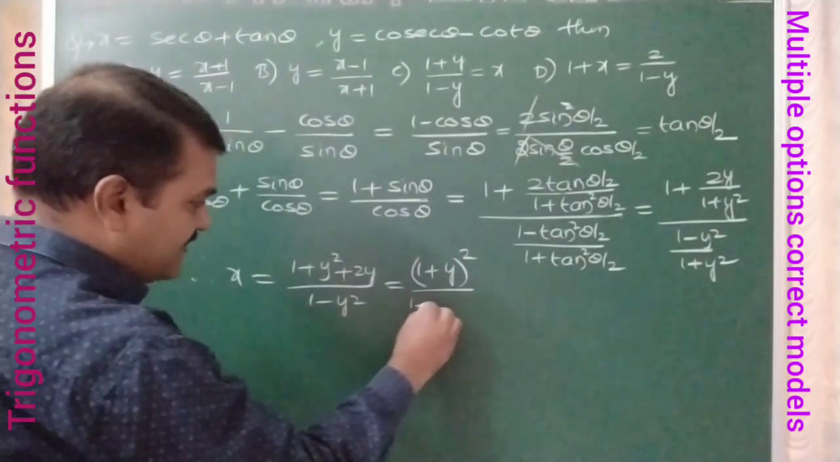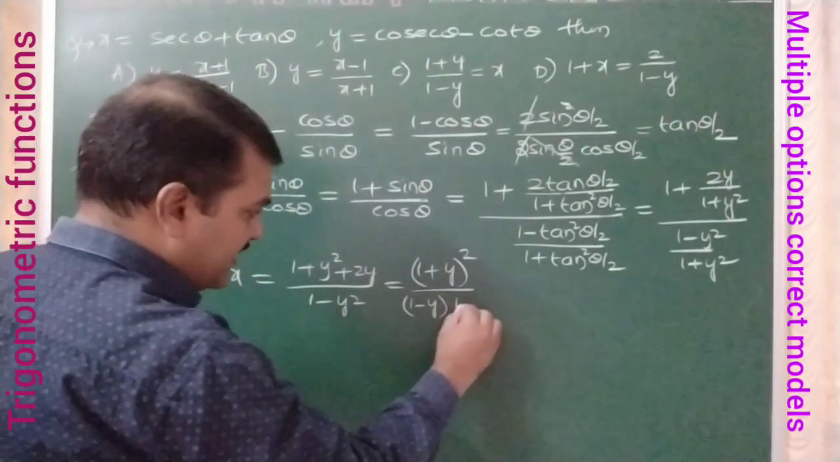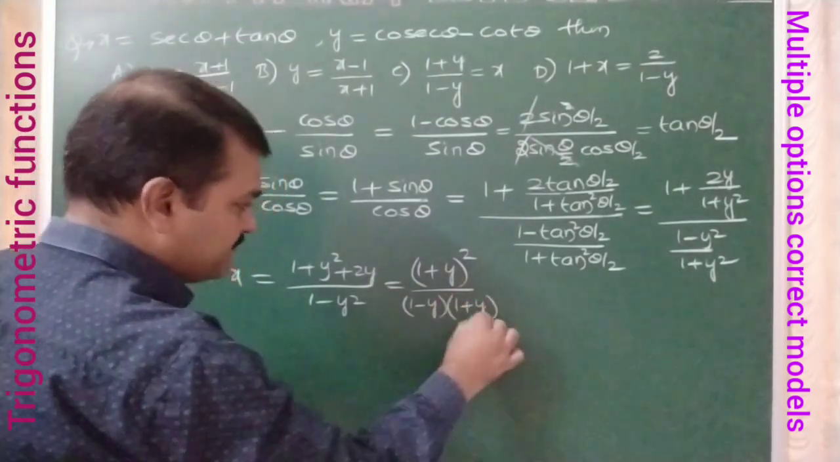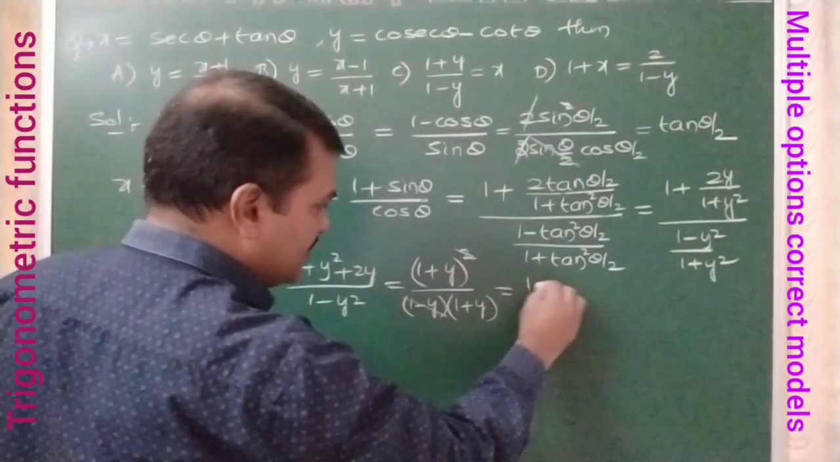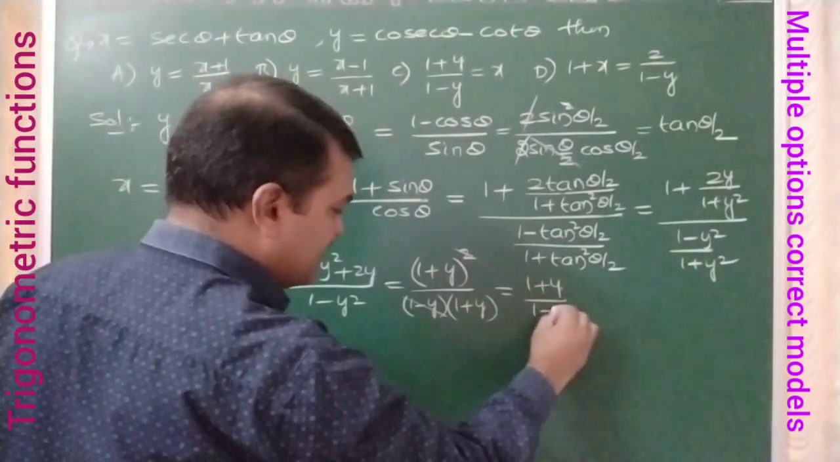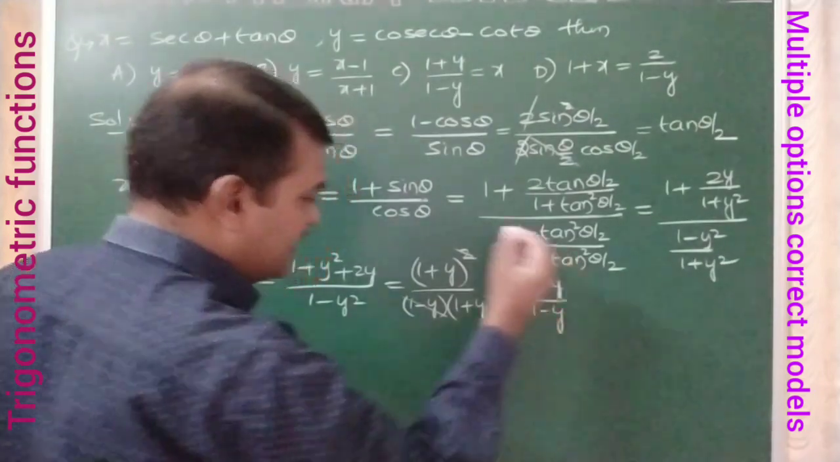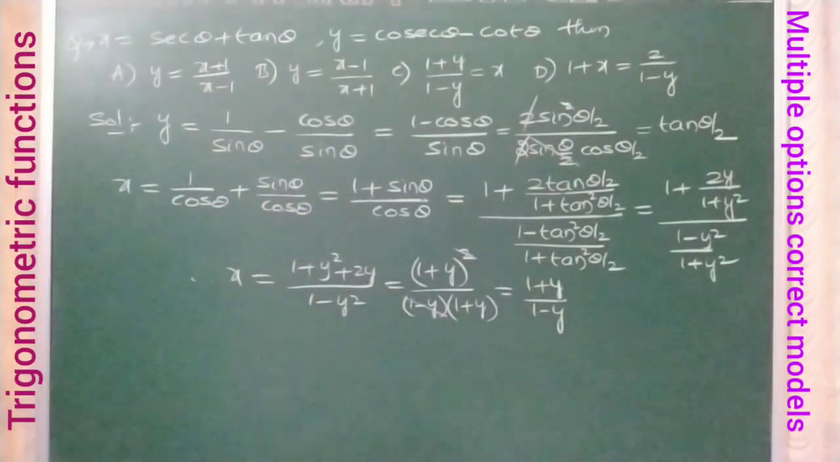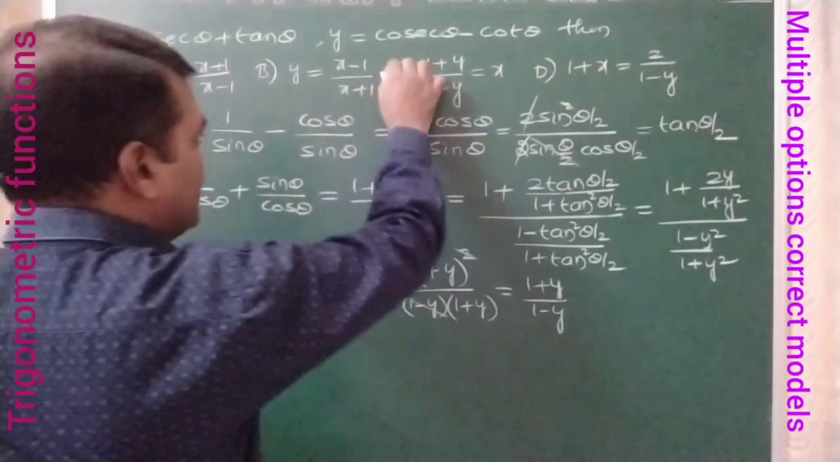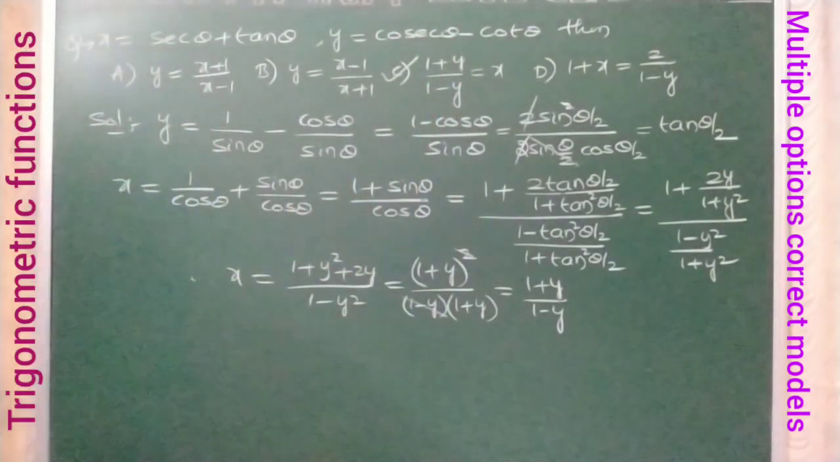Denominator 1 minus y square can be written as 1 minus y into 1 plus y. So this 1 minus y and square cancel. So 1 plus y by 1 minus y. So the x value we got is 1 plus y by 1 minus y. This option is correct clearly.